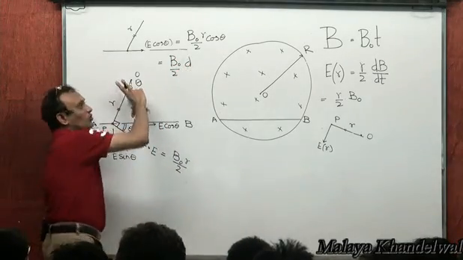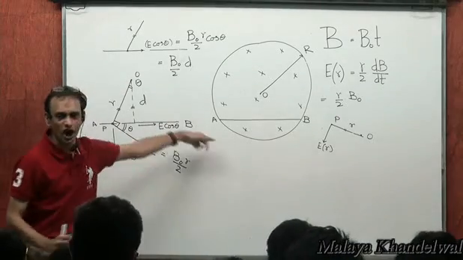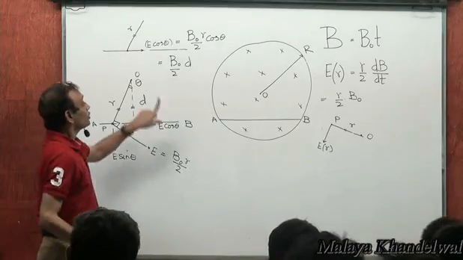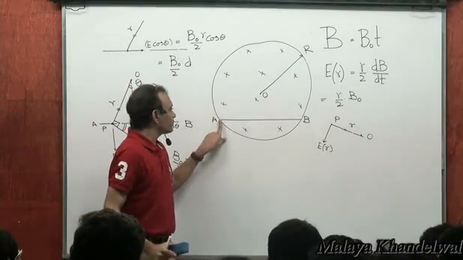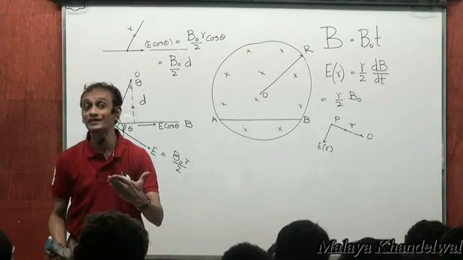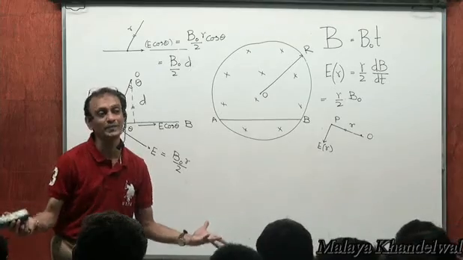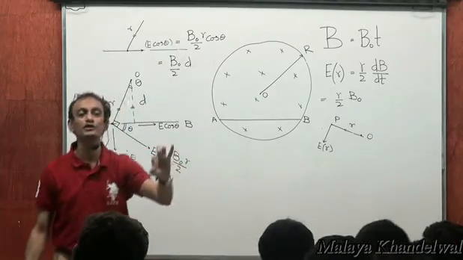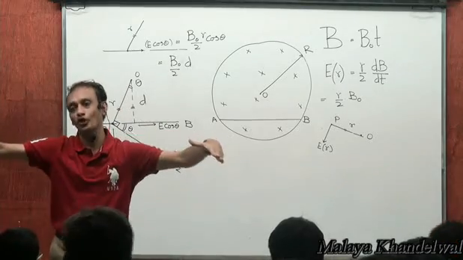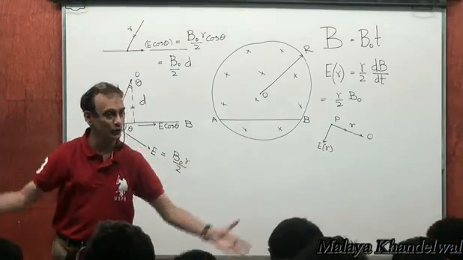See, this is small r. Small r cos theta is D, the perpendicular distance of O from this rod. Right? Which means, even though the electric field from A to B is varying both in magnitude and direction, the component of the electric field along AB is the same and is equal to B naught by 2 into D, where D is the perpendicular distance of the center from the rod AB, which is the same no matter where I choose my point P. Yes or no?